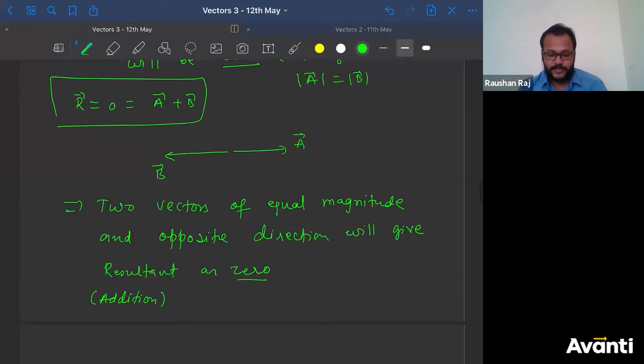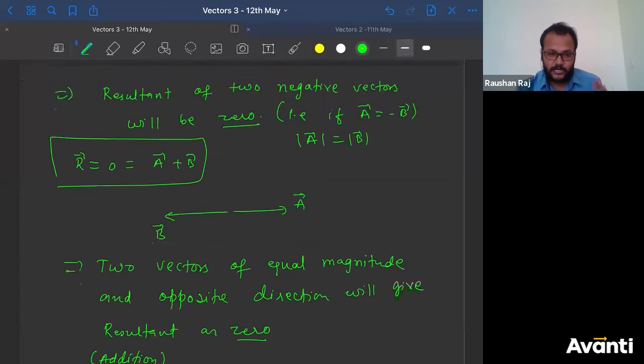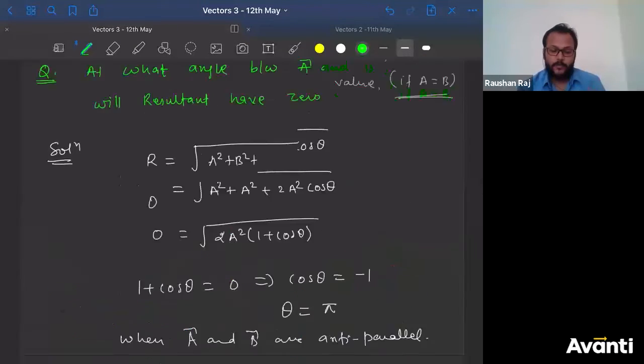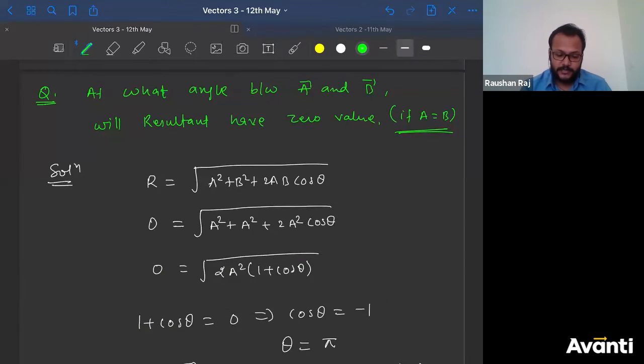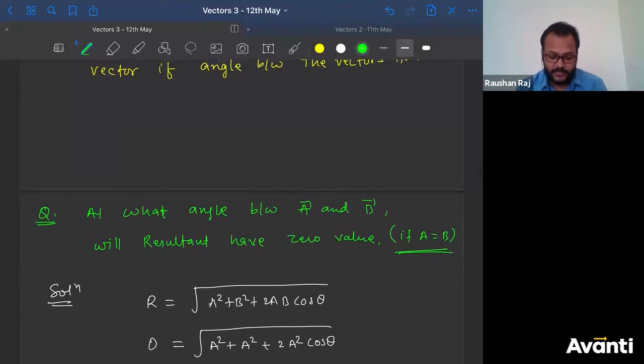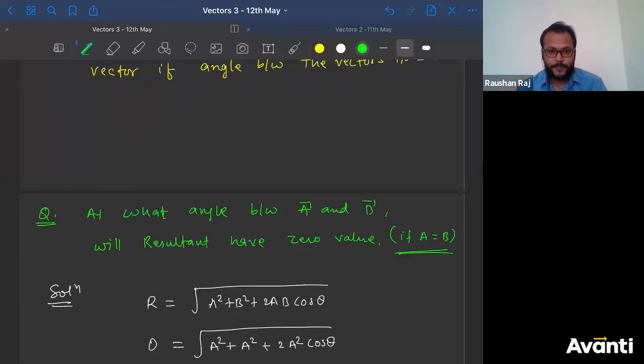So what do you have to remember? These are some basic conclusions that you need to remember: when you get zero resultant, and when you get the same resultant as the magnitude of any one of the vectors. These things you should remember. Now let's talk about some more special cases.